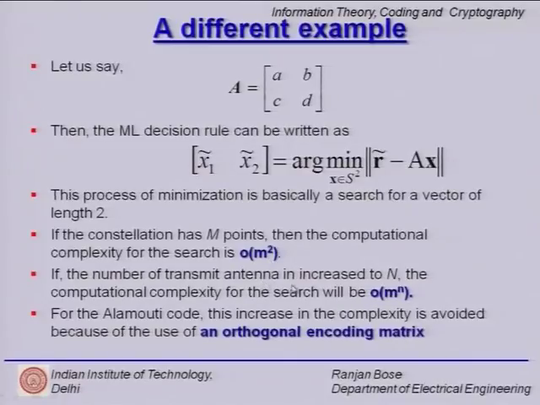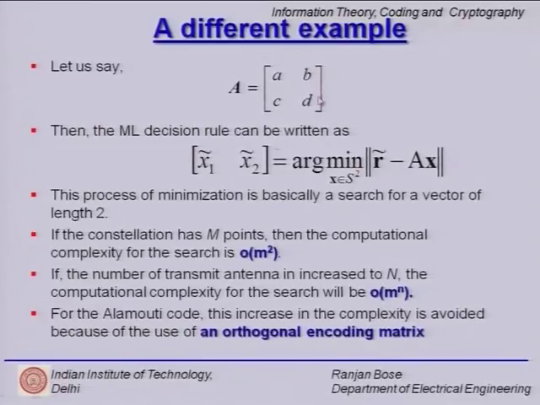If the number of transmit antennas is increased to n, the computational complexity of the search will be m raised to n. So, earlier we were only talking about 2, sending symbols S1 and S2. If there were 3 transmit antennas, then the search will be over a 3-tuple. If there were n transmit antennas, then the search will be over m raised to n. So, this is the biggest problem. The complexity will forbid the use of any general arbitrarily designed scheme.